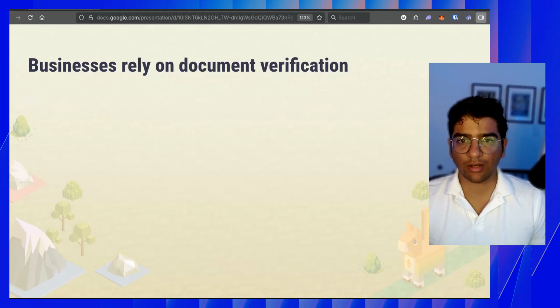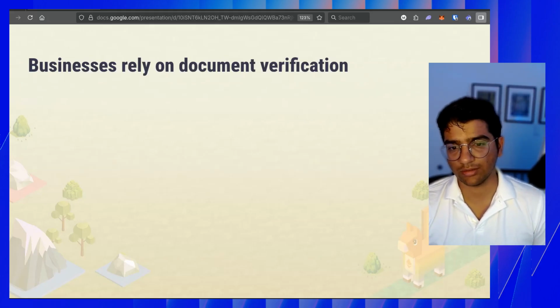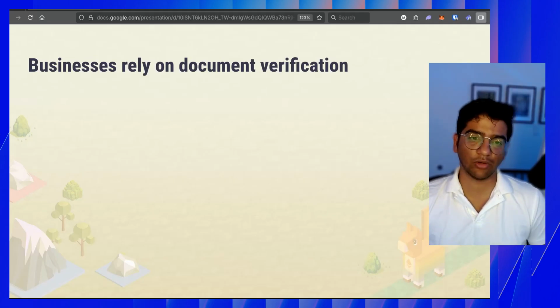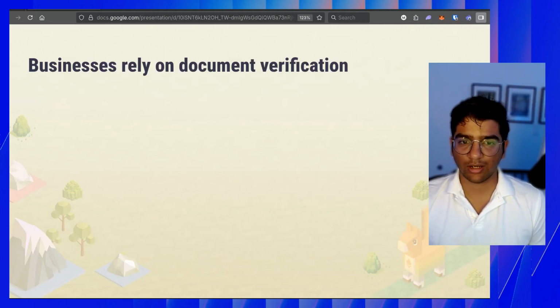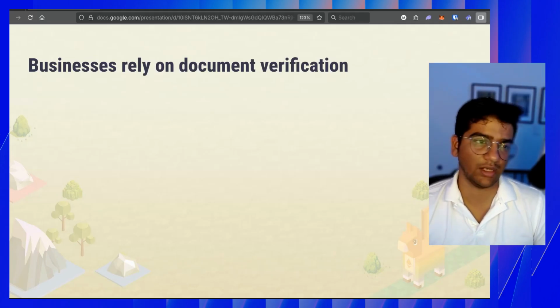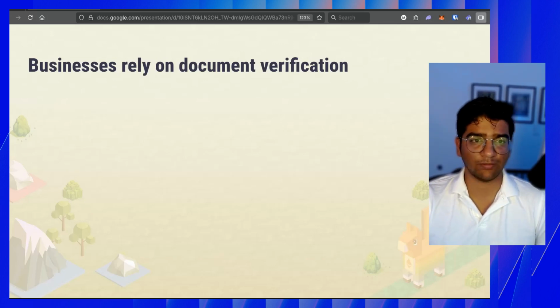There are a lot of these companies that actually depend on document verification. That is the data that you're uploading, the PDFs, the screenshots that you're uploading to their portals. A lot of companies really depend on the authenticity of that data to make decisions in their business. I want to highlight that with a bunch of examples over here.